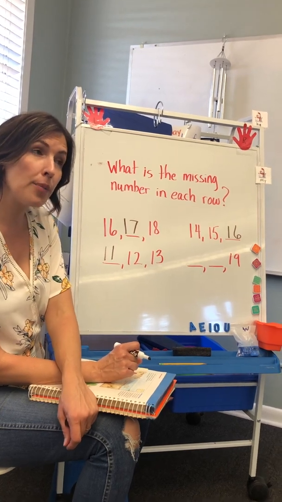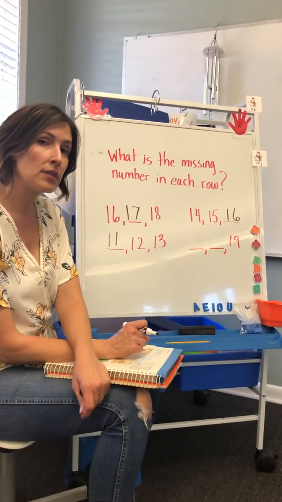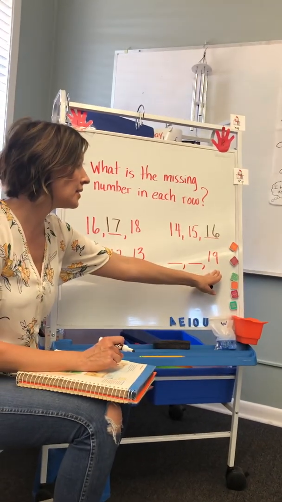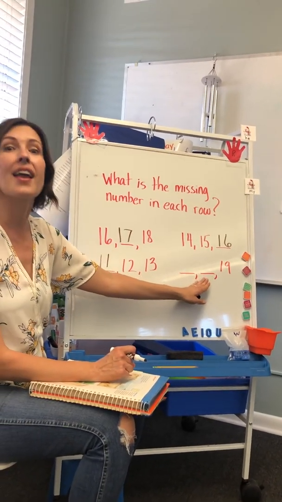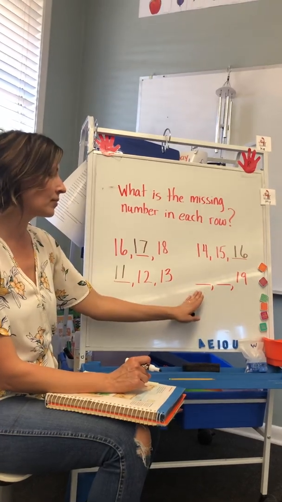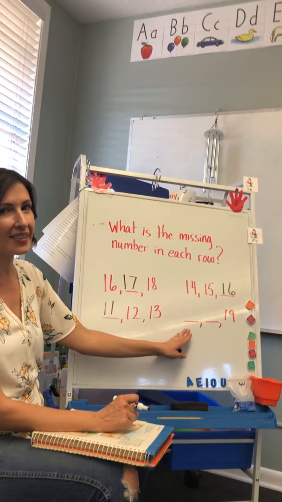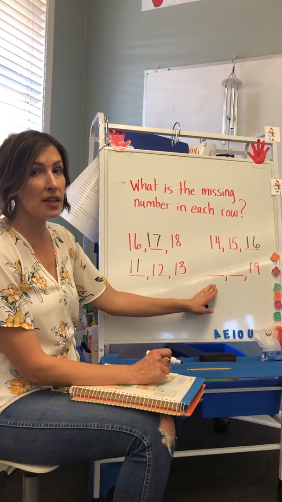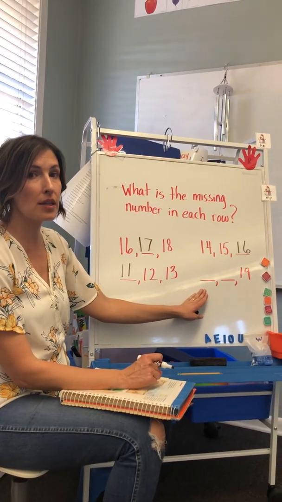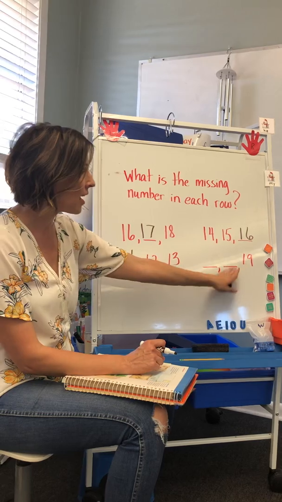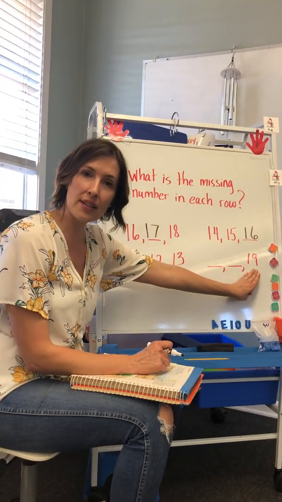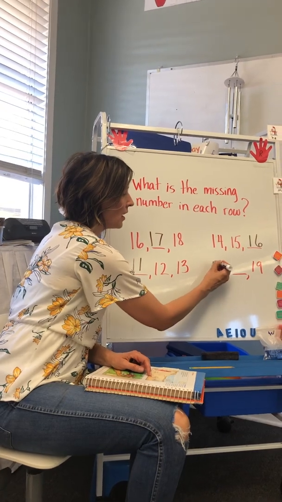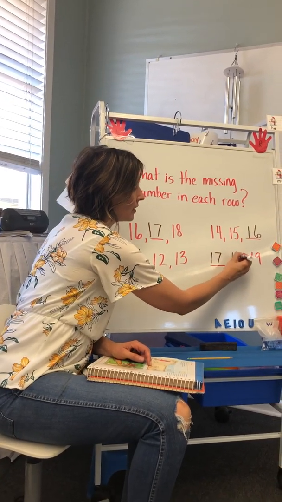Sometimes it might help to count backwards. If we were to count backwards from 19, we would say 19, 18, 17. Good. Or we can count forwards. Let's see if we land on 19. If we started with 17, would we land on 19? 17, 18, 19. Good. So we've got those 2 numbers that are missing, 17 and 18.